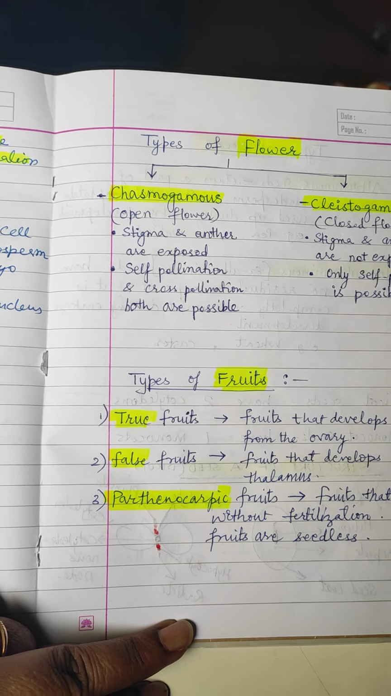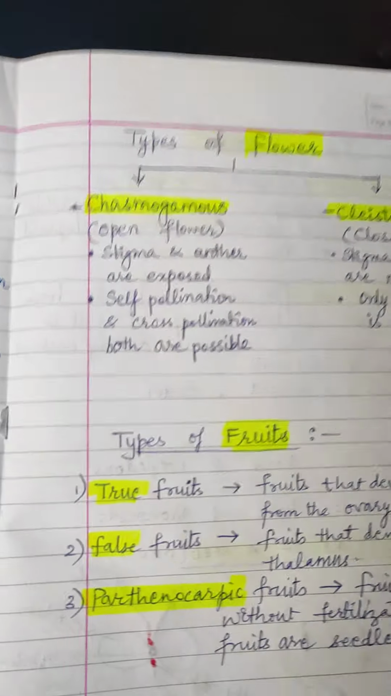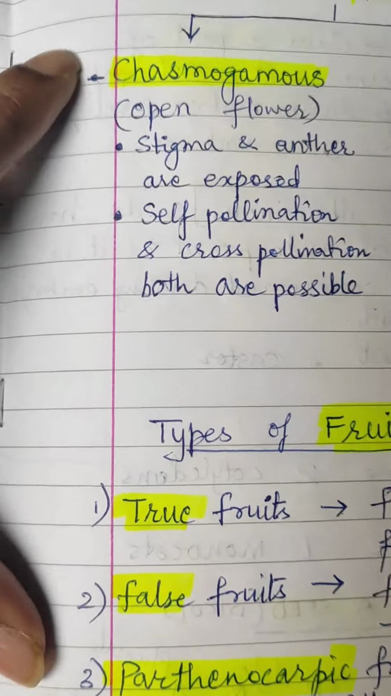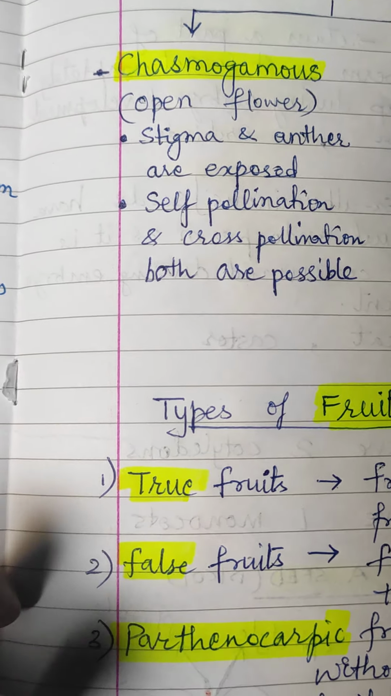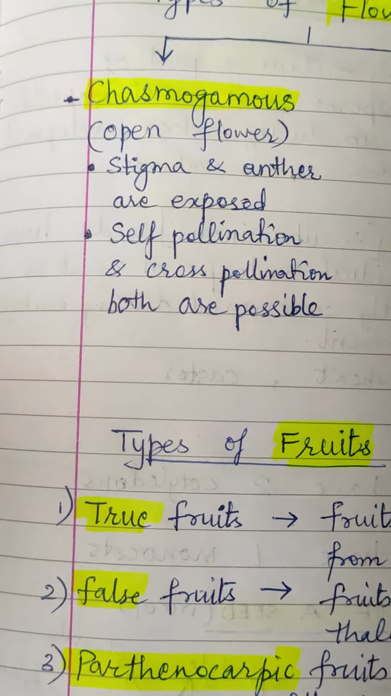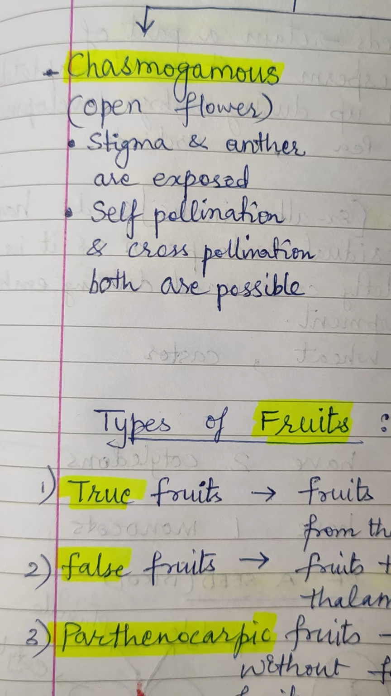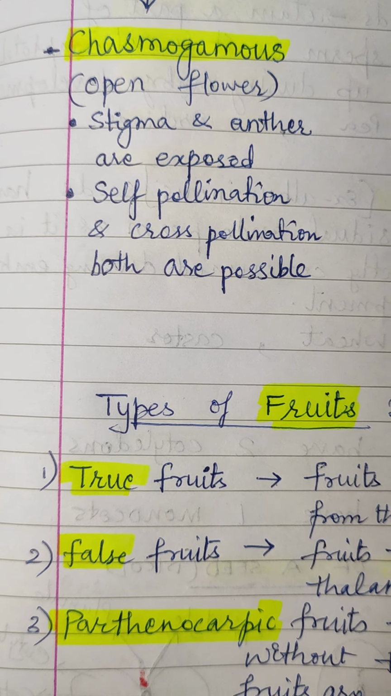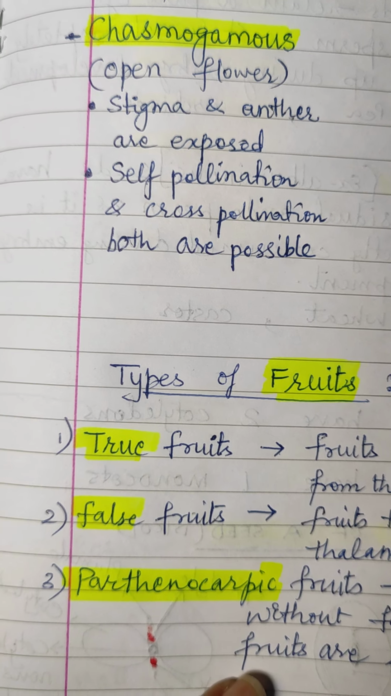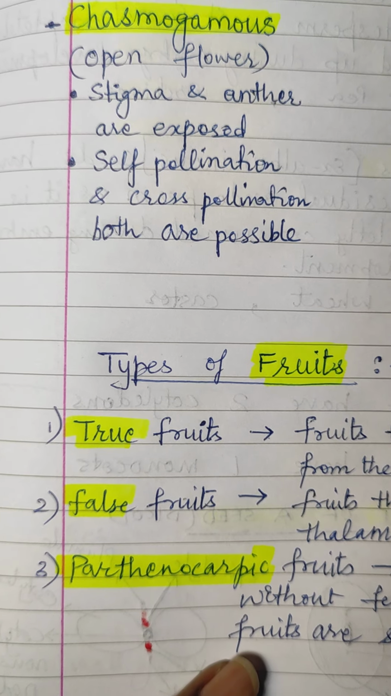Types of flowers. Flowers can be categorized into two types, chasmogamous and cleistogamous. Chasmogamous flowers are open flowers in which stigma and anther are exposed, and since stigma and anther are exposed, self-pollination or cross-pollination both are possible. Pollen grains from the same flower or a different flower can reach the stigma.